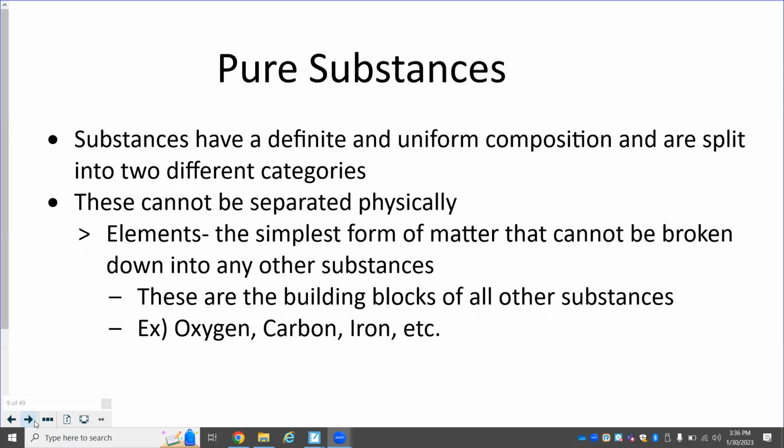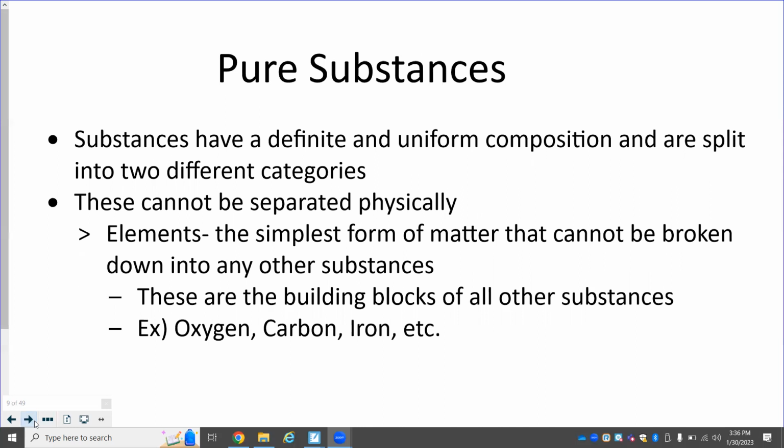All right, so we said that all matter is either a mixture or pure substance. Pure substances have a definite and uniform composition. That means we know exactly what they're made of, and they are always identical. So if they're uniform, they're identical. And pure substances are split up into two different subcategories.